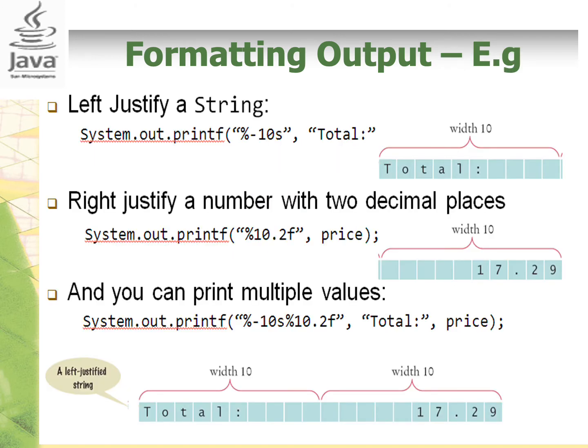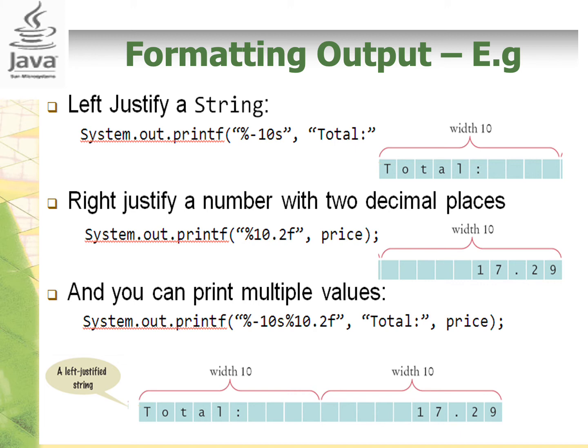Say that you want to fix the width or space to contain only 10 characters. If you write %10s, it will display it on the right side. So, to ensure that it will be displayed at the left side, we need to write %-10s.